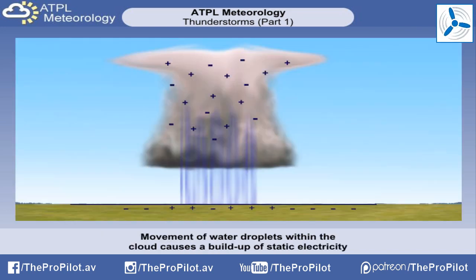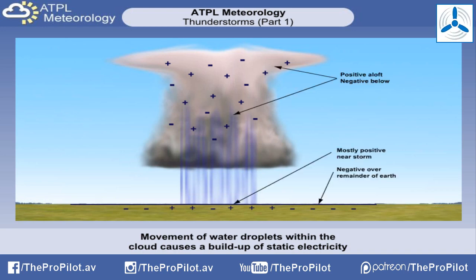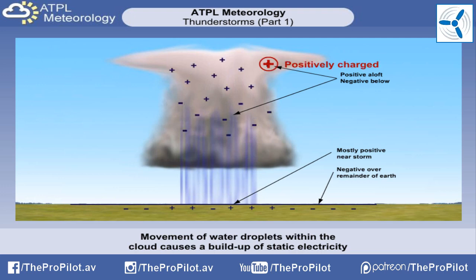The rising and falling water droplets, hail and snow produce a build-up of static electricity. The top of the cloud becomes positively charged, and the lower part negatively charged. The build-up eventually leads to lightning discharge and thunder.